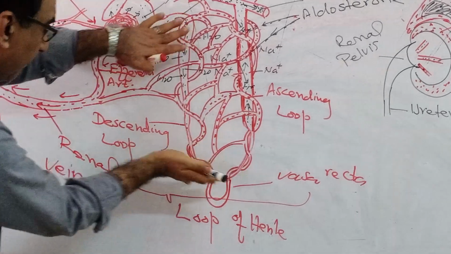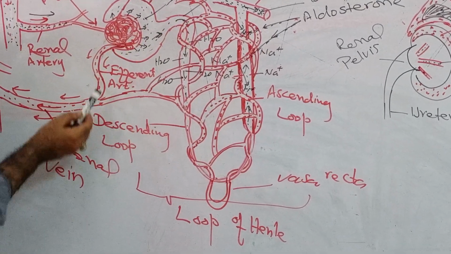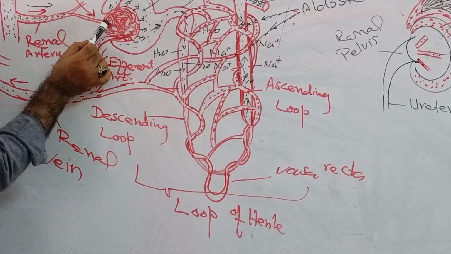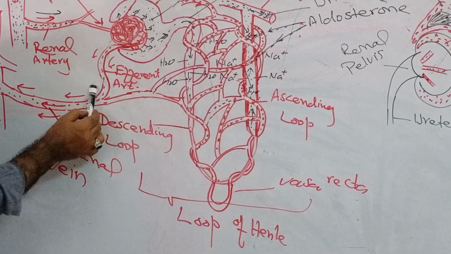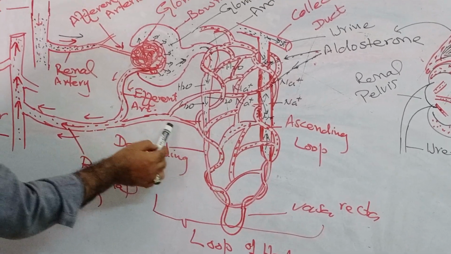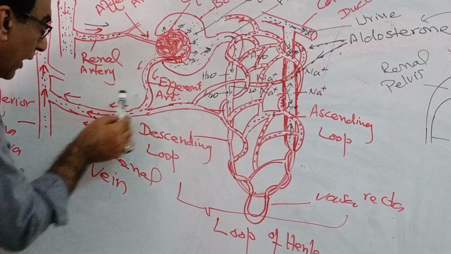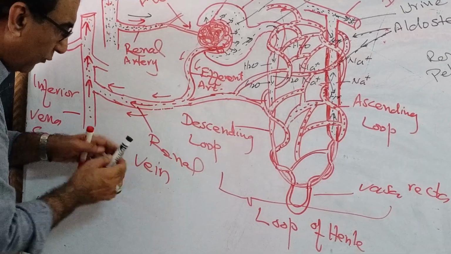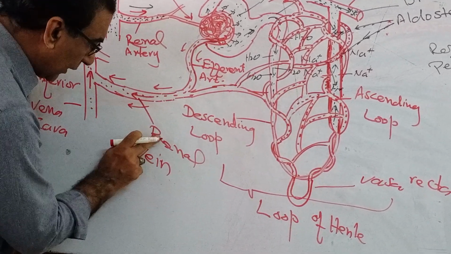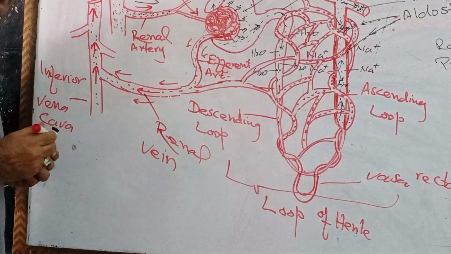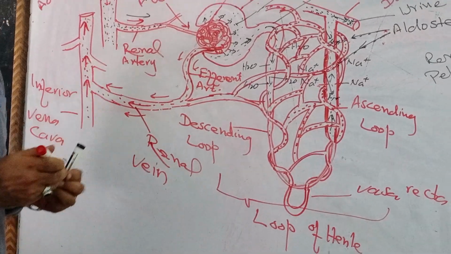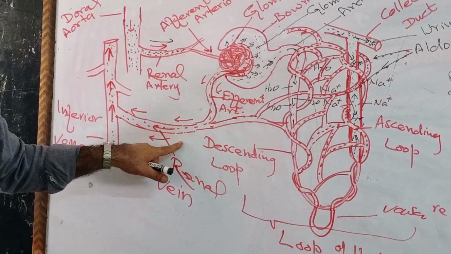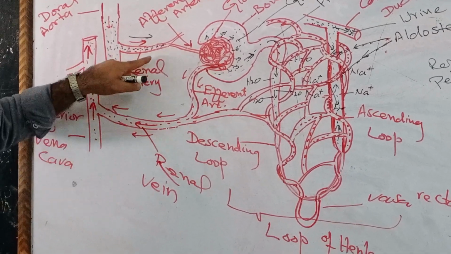All the material which has been reabsorbed is taken up by the peritubular capillary plexus network. They combine together and join the efferent arteriole. This is the efferent arteriole. Then the tubules and this efferent arteriole combine together and form the renal vein.